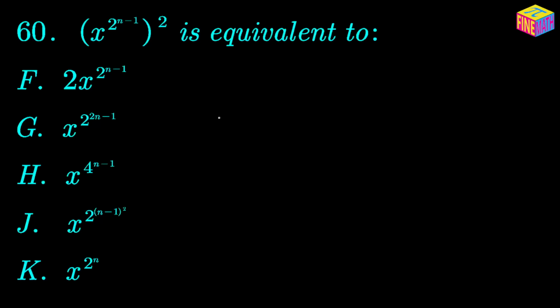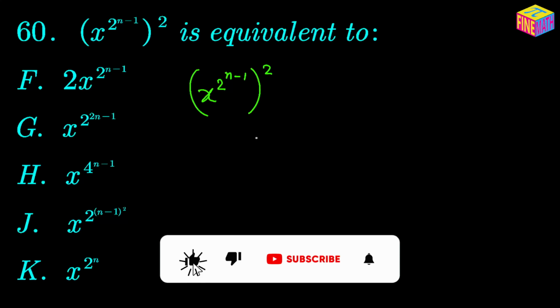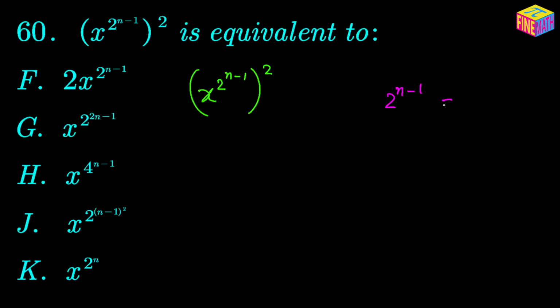So we have been provided an expression which looks like this, that is x to the power 2 to the power n minus 1 and whole square of that. When we have two layers of exponent like this, it could be a bit confusing, right? So for a moment you can assume that 2 to the power n minus 1 is equal to, let's say a, maybe we can assume that as a, right?